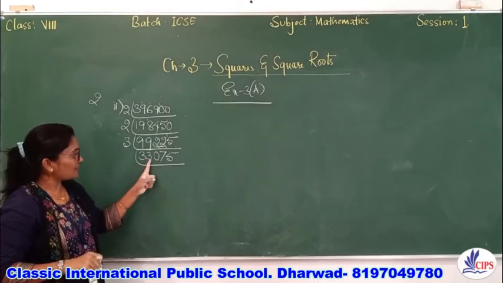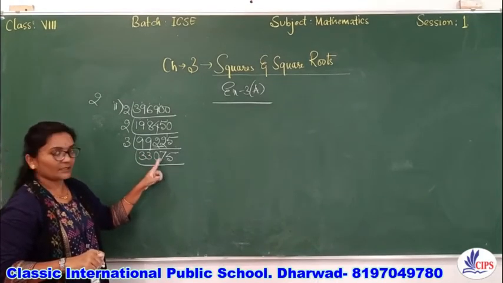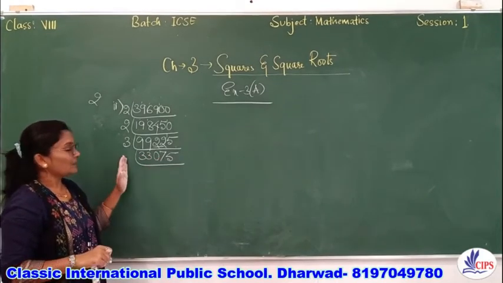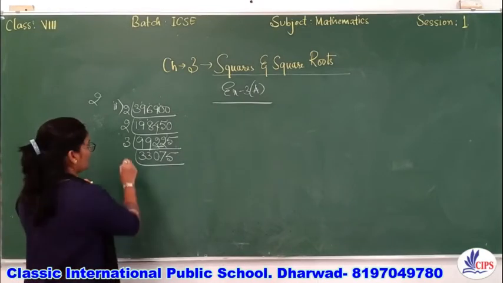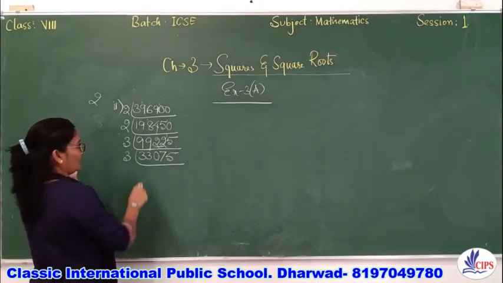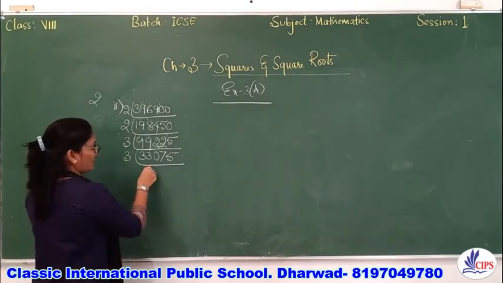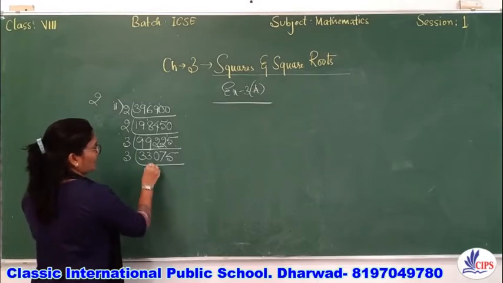So 3 plus 3 is 6, 6 plus 7 is 13, 13 plus 5 is 18. Now 18 is divisible by 3, so I'll again divide with 3 only. So 3 1s is 3, 3 1s is 3. Here it's a 0.